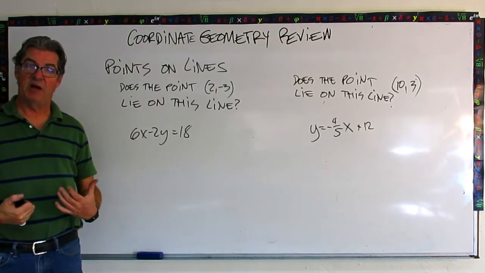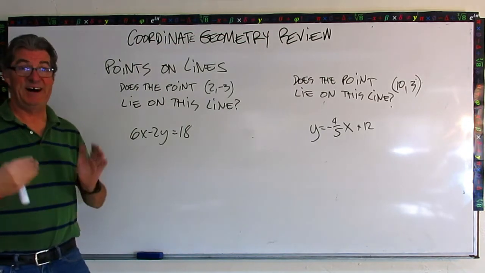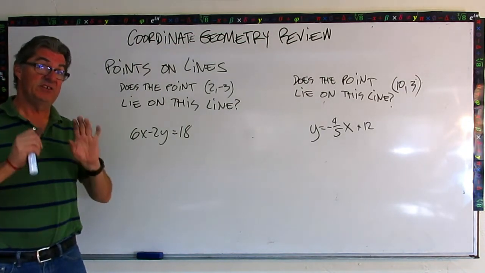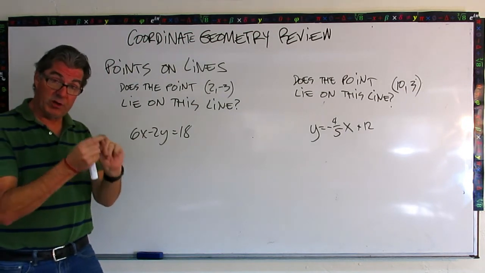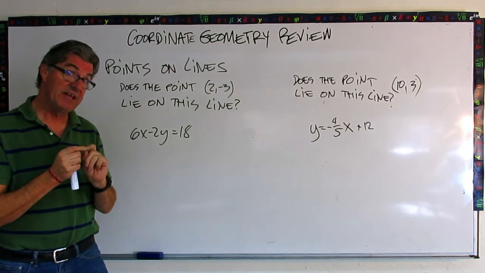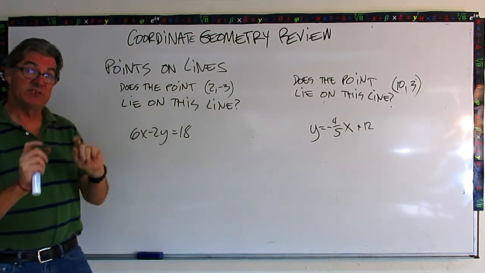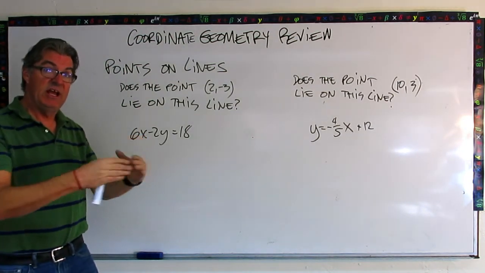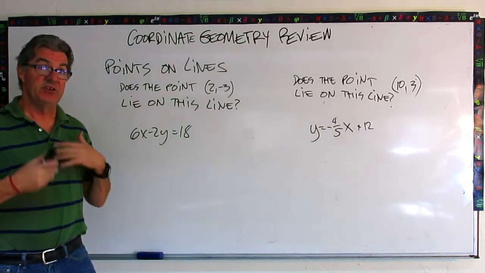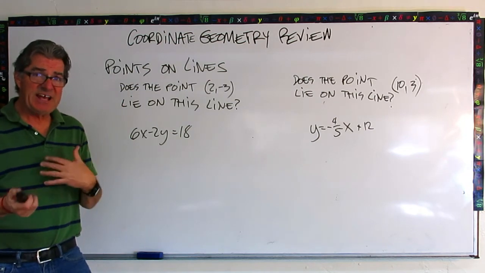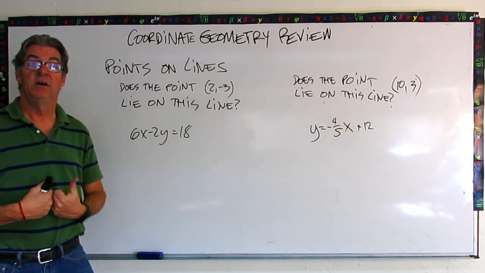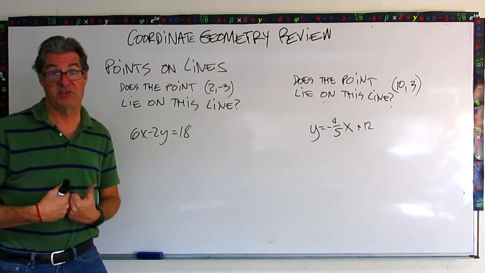Another topic we talked about was points on lines. Now the key understanding here is to know that if a coordinate point, x and y coordinates, is on a line, then the x and y values get plugged into that line equation and it works. It solves the equation correctly. So you get questions where it'll ask you, here's a point, here's an equation, is this point really on this line? Or does it satisfy the equation of the line?